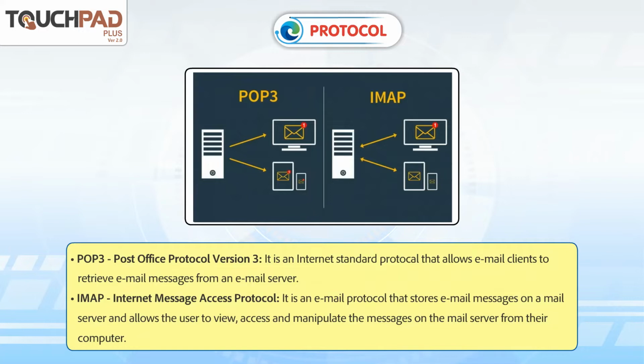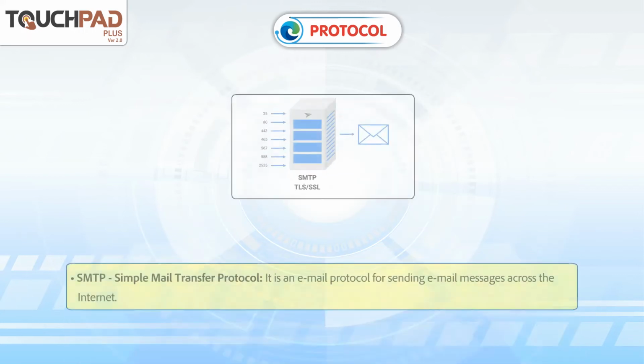POP3, Post Office Protocol version 3. It is an Internet Standard Protocol that allows email clients to retrieve email messages from an email server. IMAP, Internet Message Access Protocol. It is an email protocol that stores email messages on a mail server and allows the user to view, access, and manipulate the messages on the mail server from their computer.